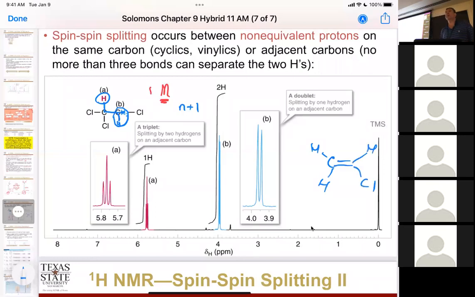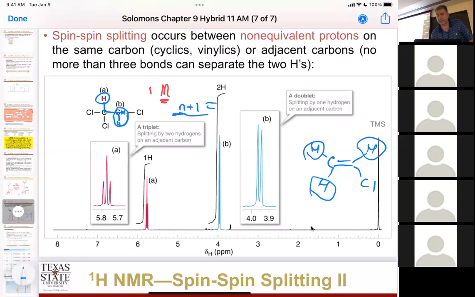So all of these are going to split differently, because this has 2 hydrogens within 3 bonds, this has 2 hydrogens within 3 bonds, and this has 2 hydrogens within 3 bonds. We're going to get 3 different peaks, and they're all going to be split twice, so it's going to give us triplets. So N plus 1: N is the number of hydrogens within 3 bonds, and 1 is for the peak itself.